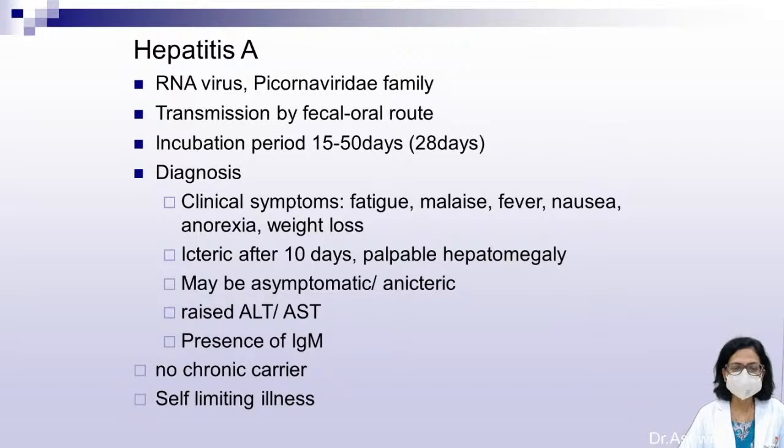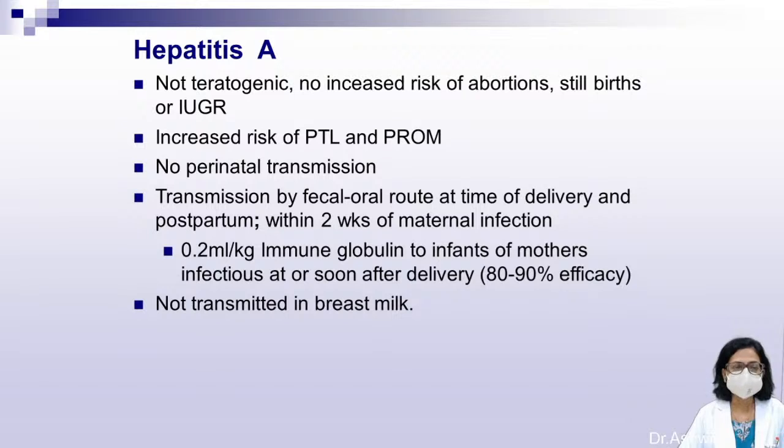Many of the patients may be asymptomatic or anicteric. The enzymes may be raised, and the presence of IgM specific to hepatitis A would clinch the diagnosis. This is a self-limiting illness, and there is no chronic carrier state. Hepatitis A is a benign infection mainly. There is no teratogenicity, and there is no increased risk of abortion, stillbirth, or effect on the growth. Although there may be increased risk of preterm labor and premature rupture of membranes, there is no perinatal transmission.